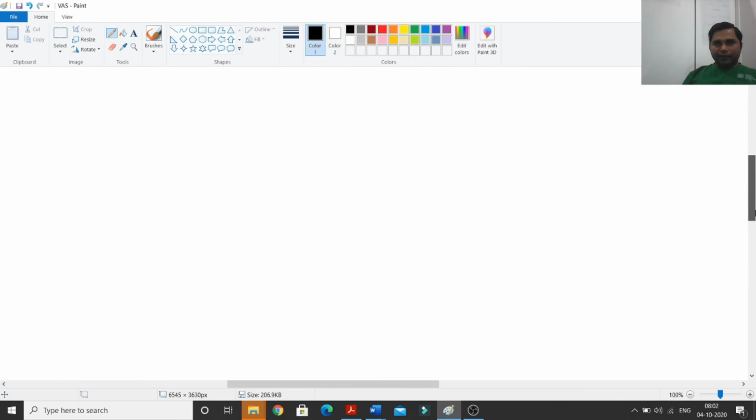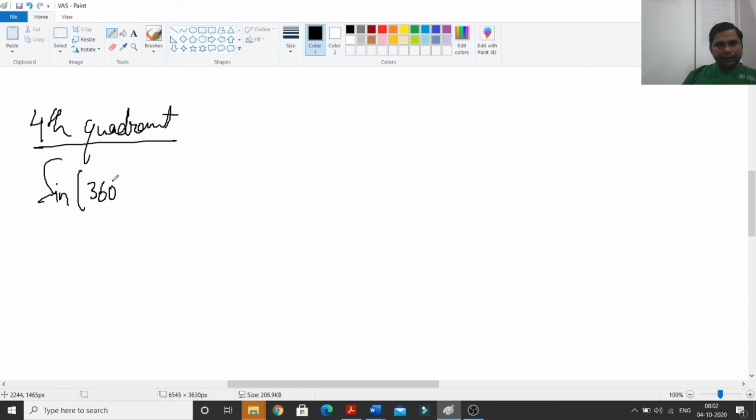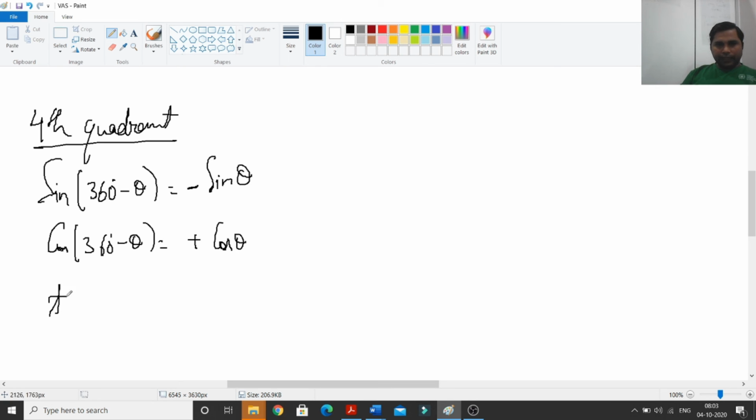Now see how we can write in the fourth quadrant. We can write sine 360 degree minus theta. As it is in the fourth quadrant, because it is less than 360, and sine is negative in the fourth quadrant, we'll write negative sine theta. What is cos 360 minus theta? As cos is positive in the fourth quadrant, we'll write positive cos theta. Tan 360 degree minus theta: as tan is negative, so negative tan theta.